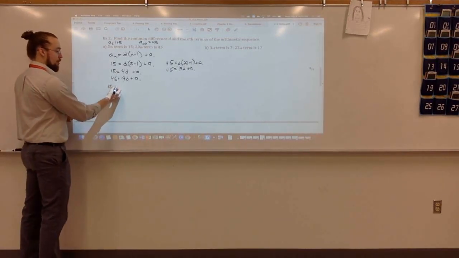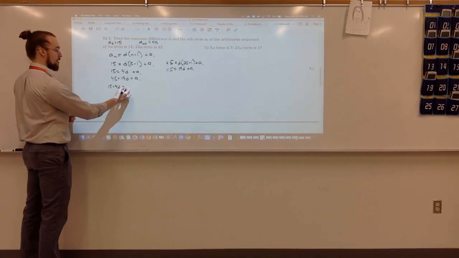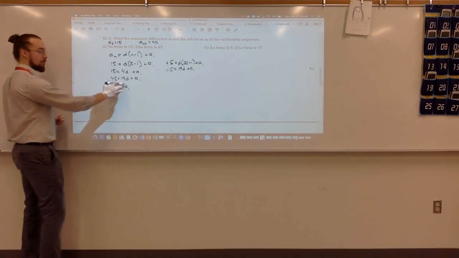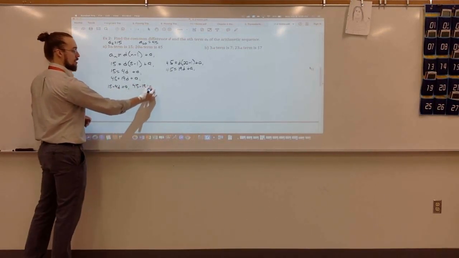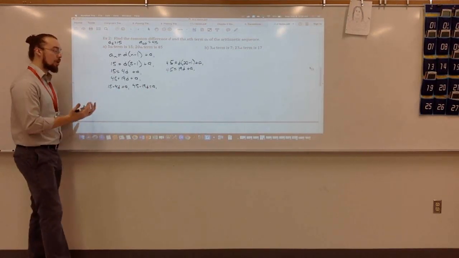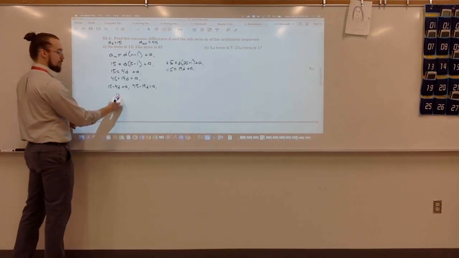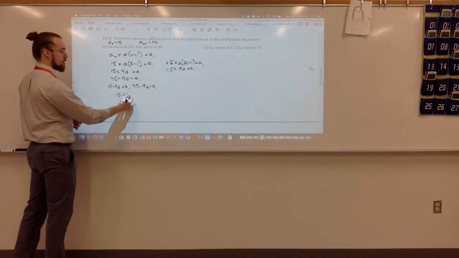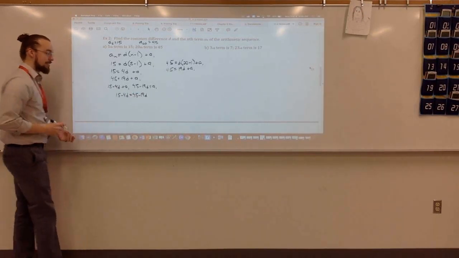Okay, so if we do it Alex's way, I would subtract that over to get this equal to a sub 1, subtract the 19d over. Now since I have both of these things equal to a sub 1, I can set them equal to each other. So we can say 15 minus 4d equals 45 minus 19d.